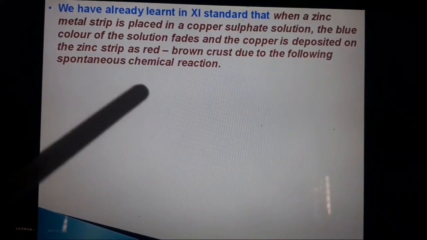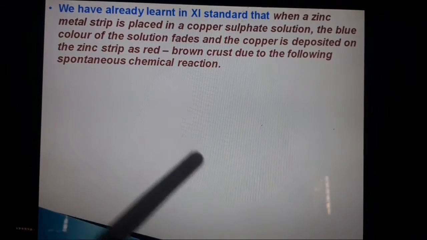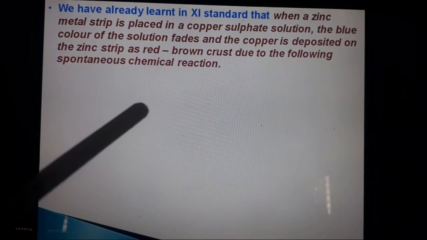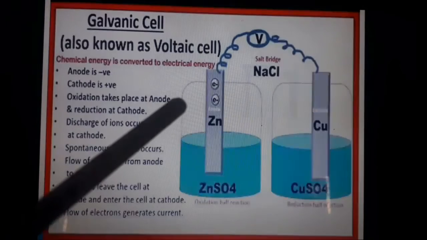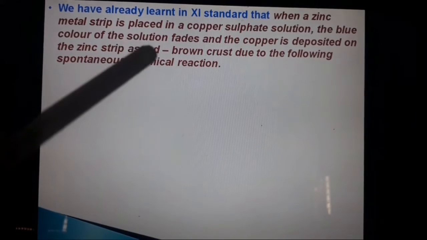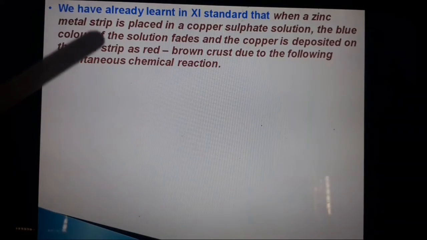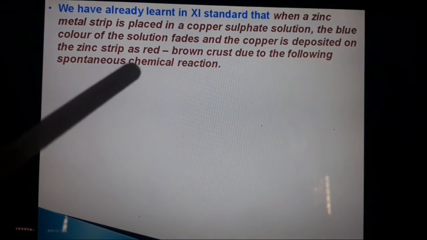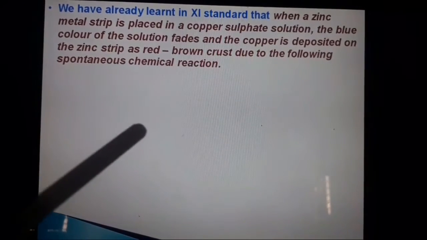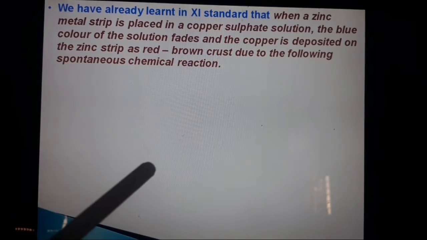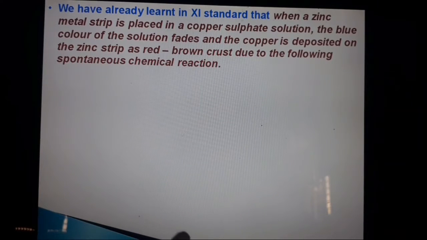We have already learned in 11th standard, when a zinc metal strip is placed in a copper sulfate solution, zinc is immersed in copper sulfate solution. We will see that the blue color fades and copper is deposited on the zinc strip as a brown crust due to the following spontaneous reaction. We already saw this in lower classes.